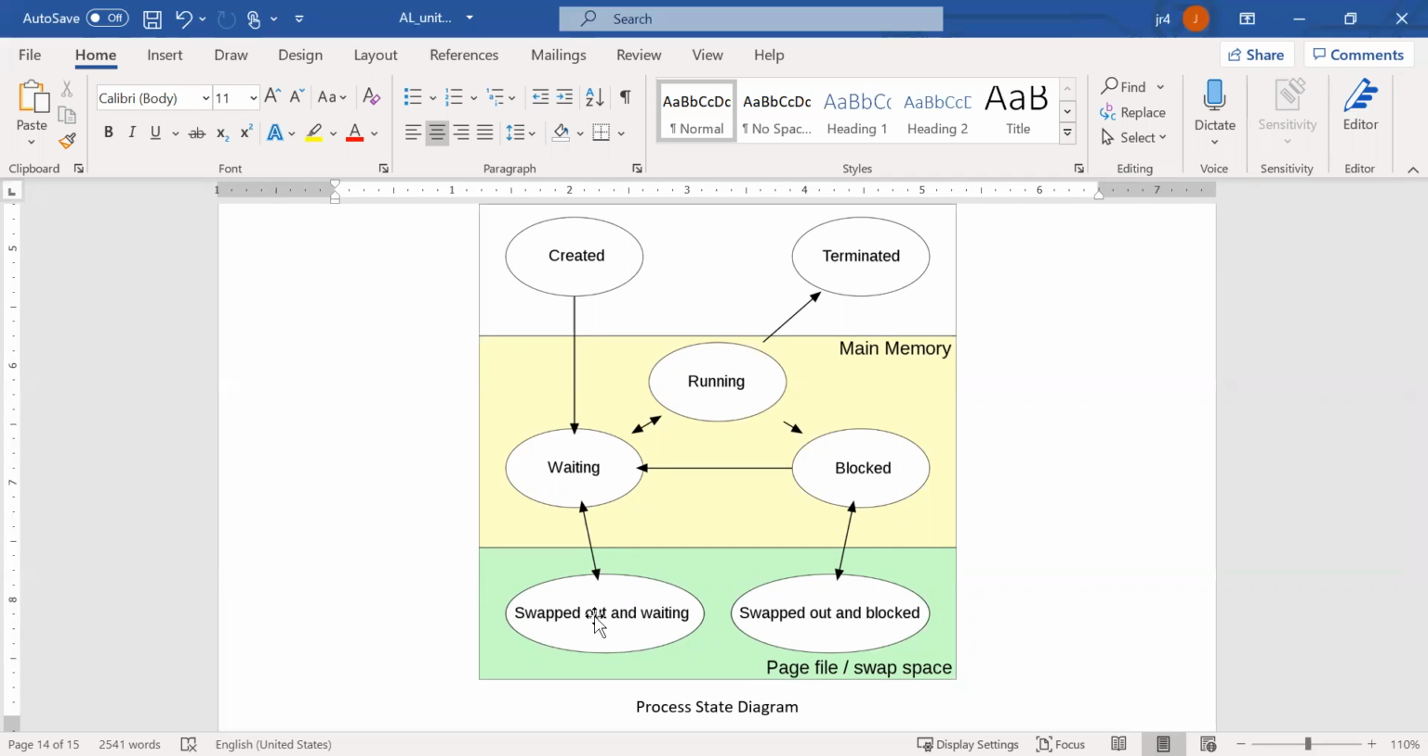So you will have different states like created, that means new, and then waiting, or we call it ready, then running, and termination. There could be blockages, then swapping out from waiting and swapping out from blocked. So these are the different states. We will discuss the states later on.